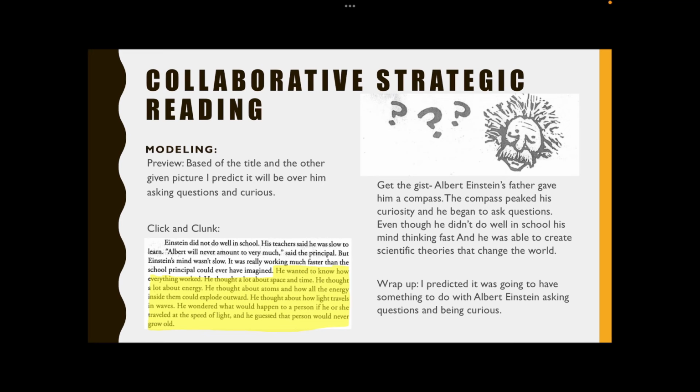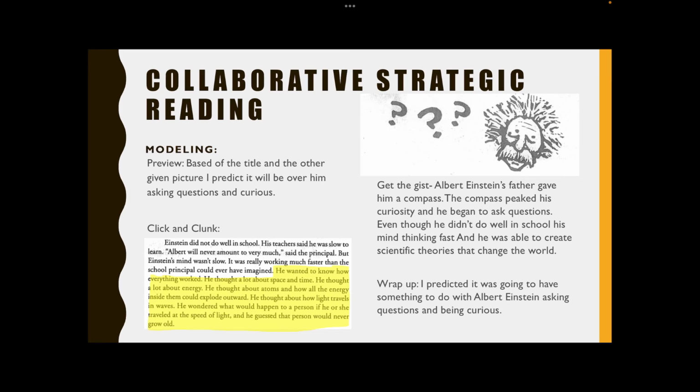All right, so now that we have our preview done, we're going to look at our click and clunk, my bad. So I read over it and I didn't want to include everything that clicked just because the passage is long and it would not fit on this slide for me to do that.